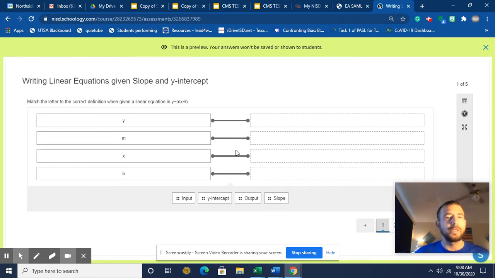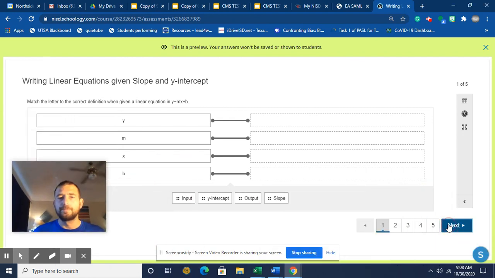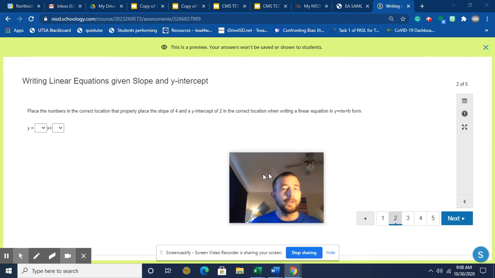And so question 1 is going to ask you to match the vocabulary. Okay, so what does the y in y equals mx plus b stand for? What does the m for that stand for? What is the x and what is the b? So this one is different.